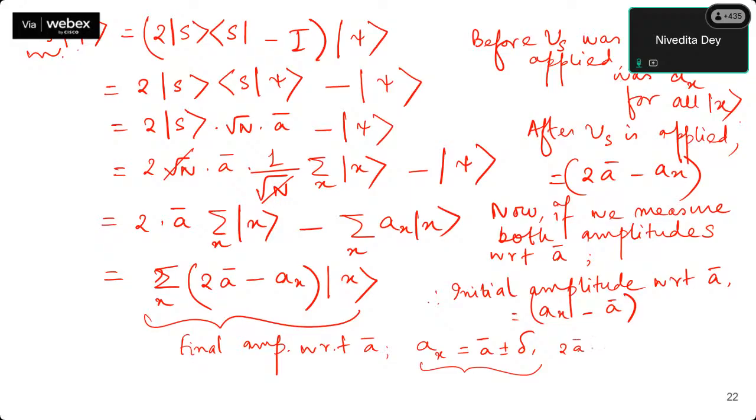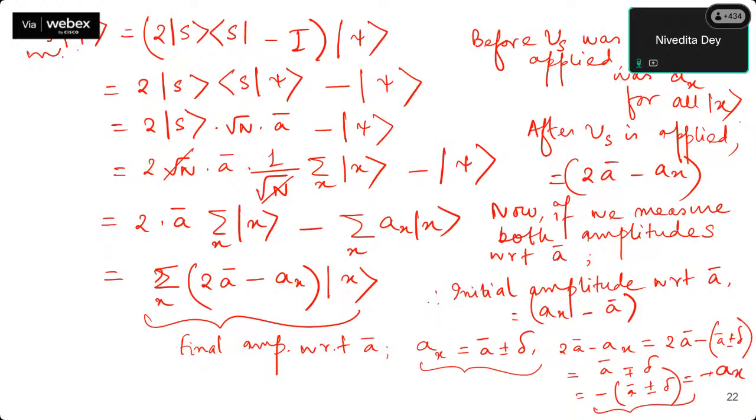Then 2a bar minus ax, the final one will be something like 2a bar minus, this is what? This is a bar plus minus delta. So I can write, 2a bar minus a bar is a bar, and this will be minus plus delta. So we can write it down in this way, it is nothing but minus of, ultimately the reflection will be like this, that is a bar plus minus delta, and this was the earlier one. So it is right now minus ax.